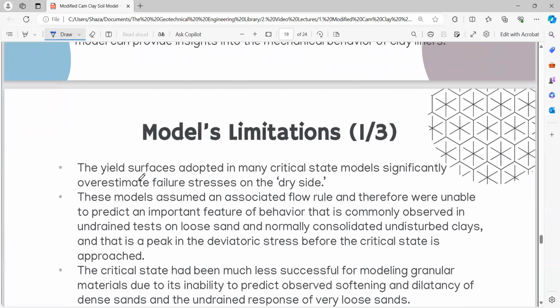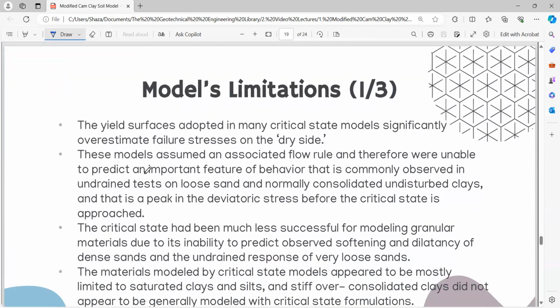However, as with any soil model, this model has many limitations. It's very important for geotechnical engineers working in geotechnical analysis and design to know the limitations of the model they are using in their analysis in order to avoid any overestimations or underestimations and any unreal results obtained by this model due to its limitations.